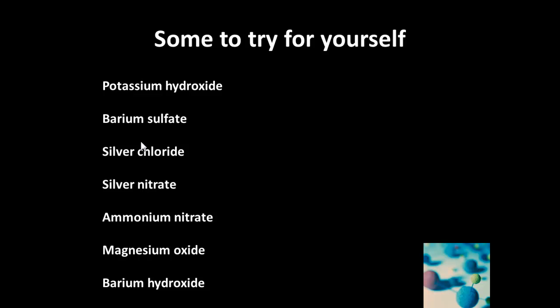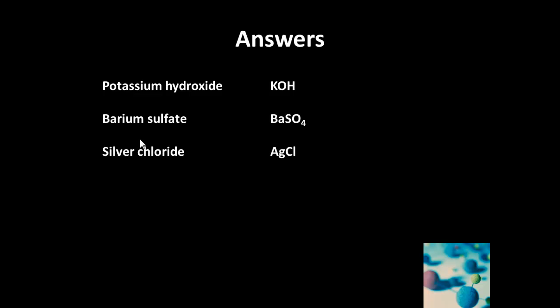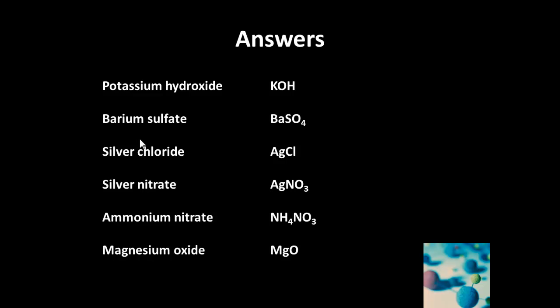So here are some to try for yourself. If you want, you can stop or pause the podcast at this point, and you can try writing down what you think is the formula for each of those. We've done it for you here. Potassium hydroxide, KOH. Barium sulfate, BaSO4. Silver chloride, AgCl. Silver nitrate, AgNO3. Ammonium nitrate, NH4NO3, magnesium oxide, MgO, barium hydroxide, Ba(OH)2. You might want to pause again if you're trying to check your answers.